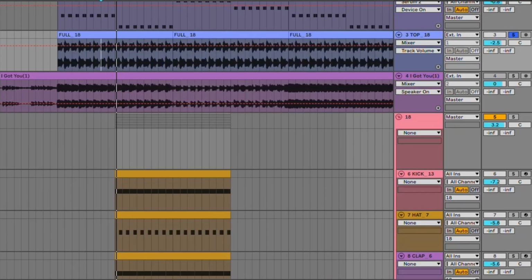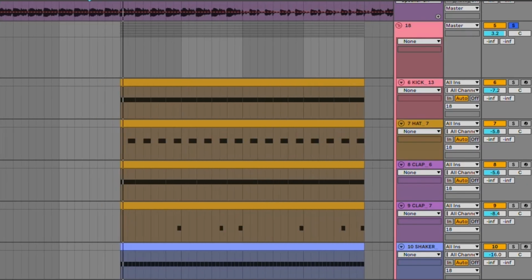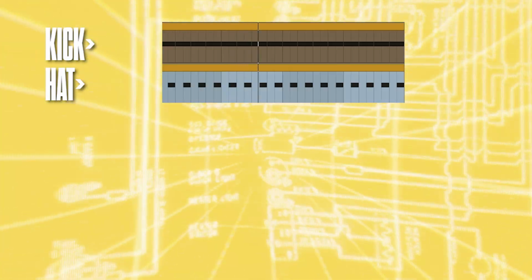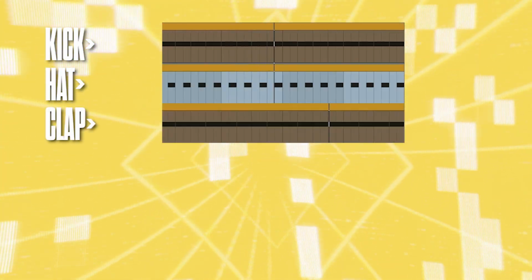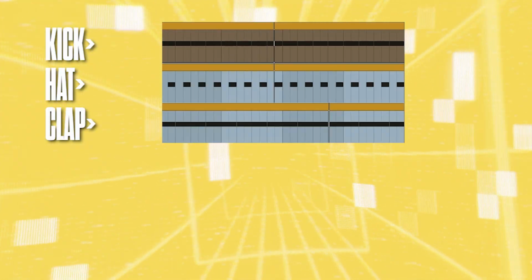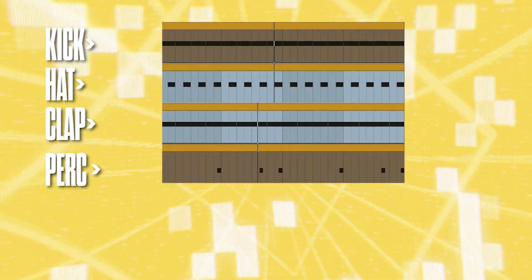So yeah, I'll show you how this loop 18 was made. So firstly, we have a kick on every beat. Really nice stumpy kick. Then we've got a hat on the off beat. Then we've got a clap on the second beat. And then we've got this little clap percussion.